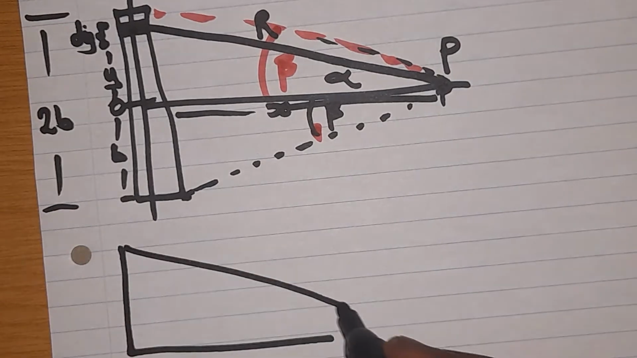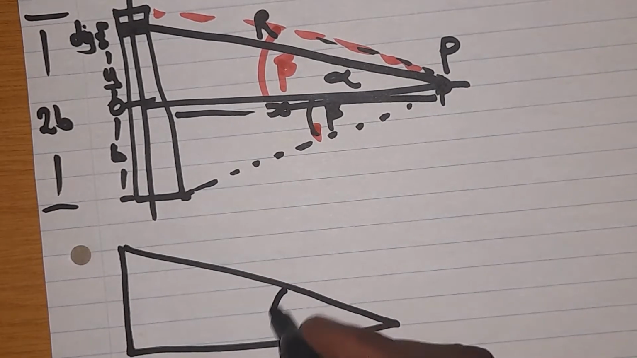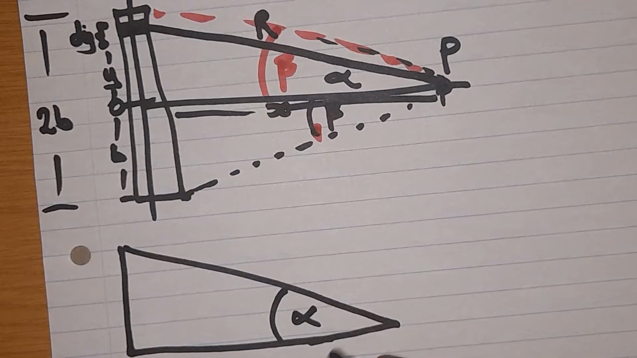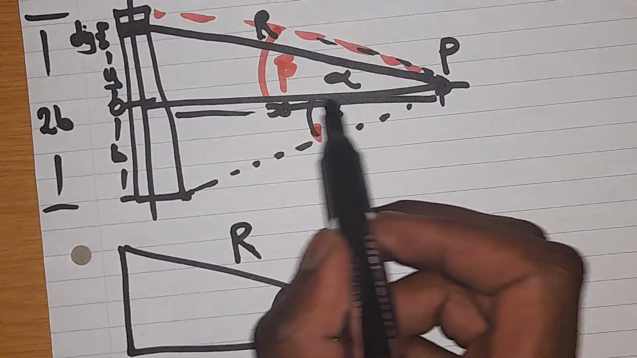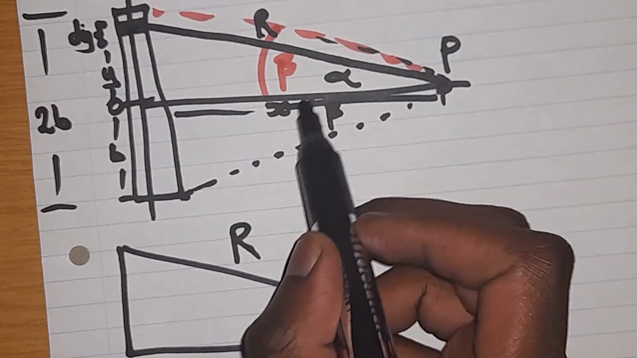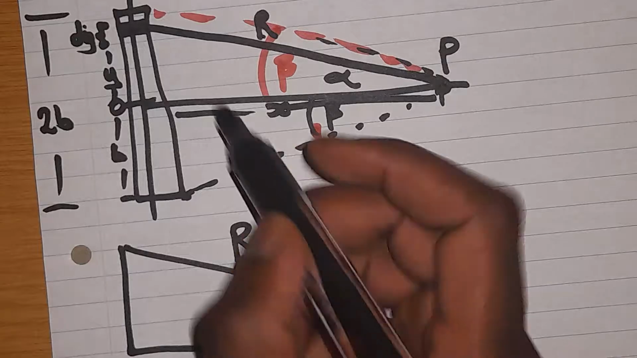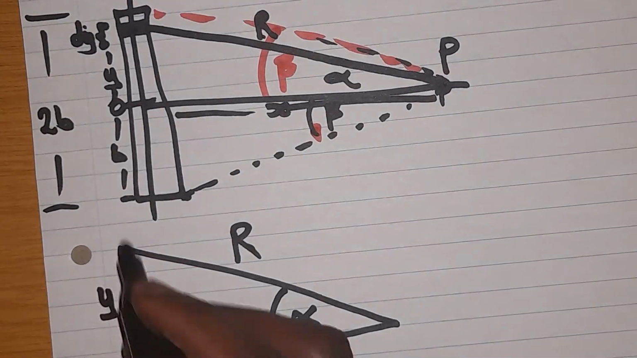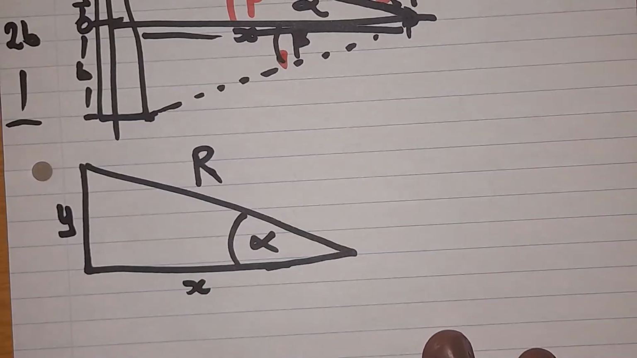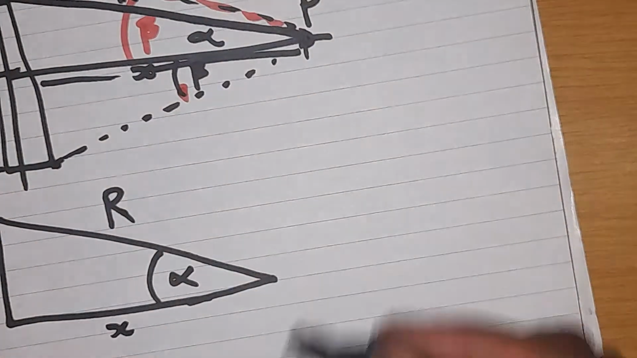This is our first triangle where we have our angle alpha, then we'll have R there. This is the R. Then our adjacent side to alpha, it's x. Then our opposite side from alpha, it's y. Notice it's y, not b. Then we'll have the second triangle here.